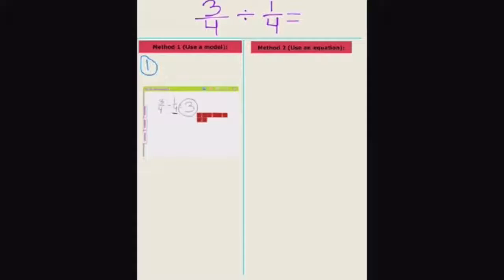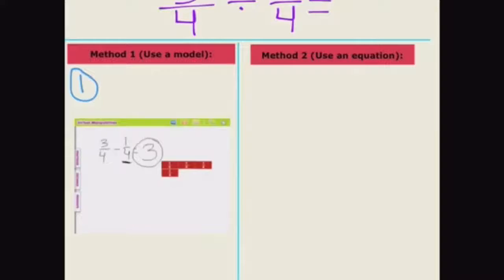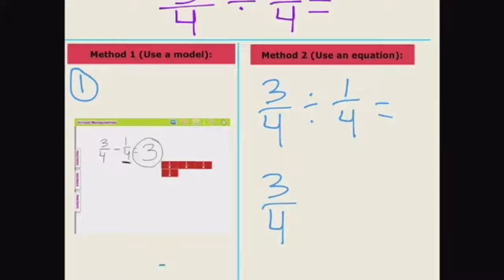Okay, so remember method 2 is to use an equation. So I'm going to start by writing down my 3/4 divided by 1/4. I can see that I don't have any whole numbers. I don't have any mixed numbers. So I'm going to rewrite this problem as a multiplication problem. Our division sign becomes a multiplication. And that second fraction, we're going to find the reciprocal of that fraction. So 1/4, the reciprocal of that would be 4/1.